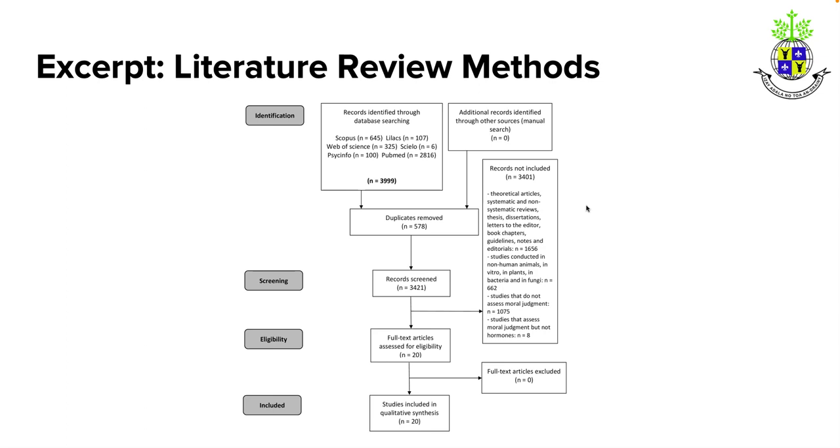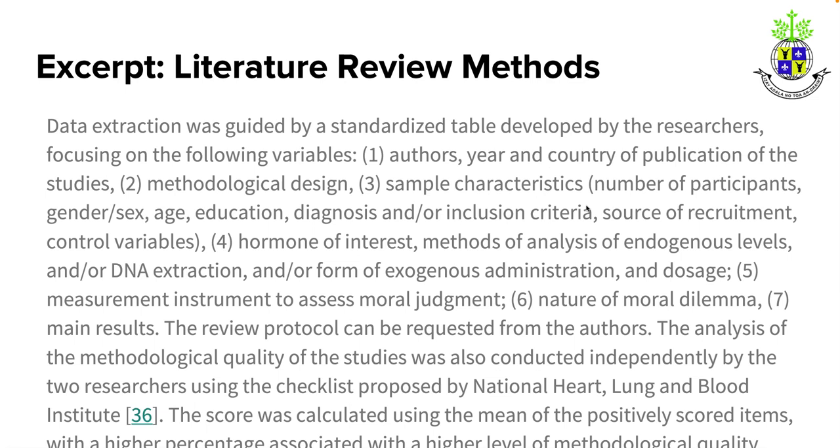And so all of this process has helped them winnow down that list from 3,421 to 20. And so ultimately those 20 were the studies that they included for their qualitative synthesis, which is one of the potential outcomes of a systematic lit review.